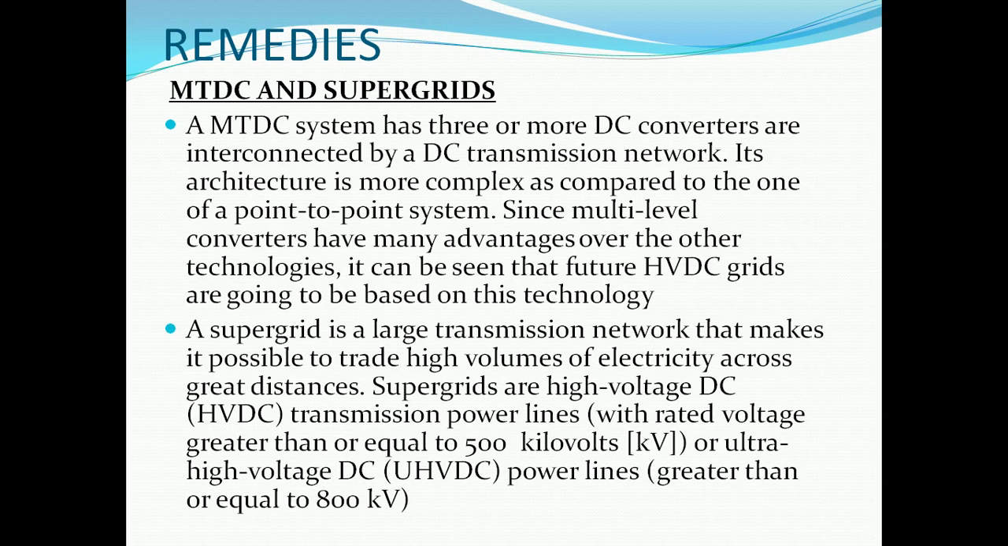A supergrid is a large transmission network that makes it possible to trade high volumes of electricity across great distances, that means between countries and continents. Many developing countries and continents are adopting the concept of supergrid for transmission of electricity at very high voltage to minimize loss and reduce cost. Supergrids are high voltage DC transmission lines which have a rated voltage greater than or equal to 500 kilovolts, or ultra high voltage DC power lines, which are greater than or equal to 800 kilovolts.